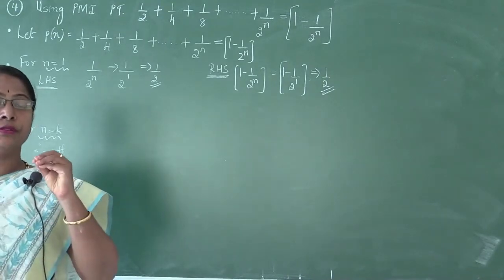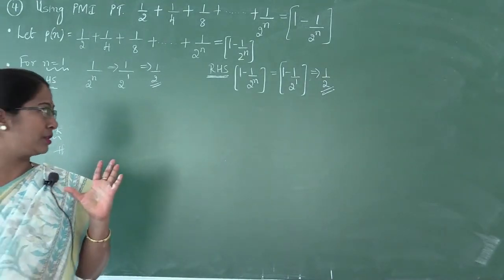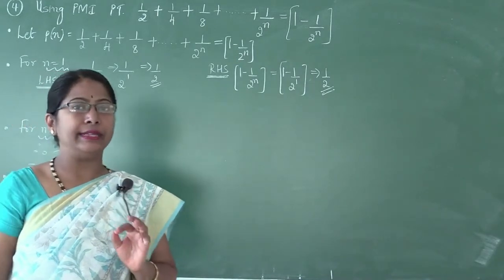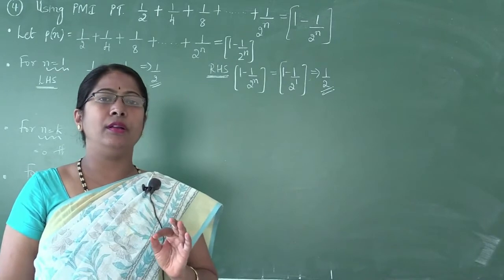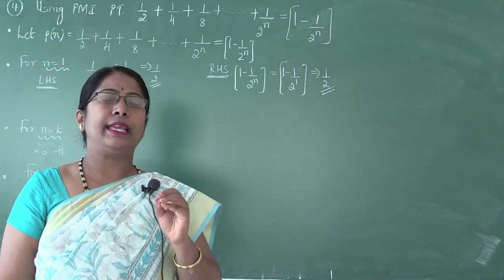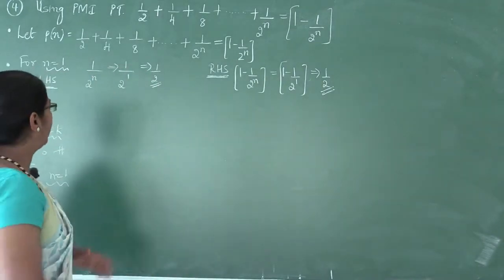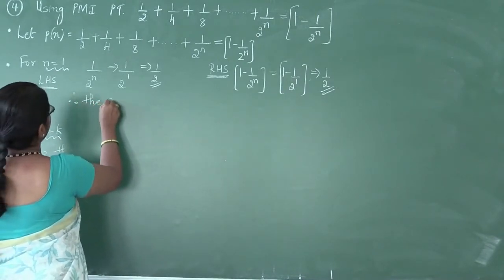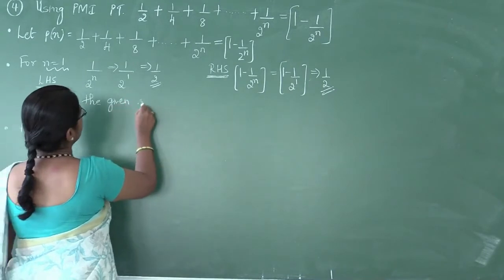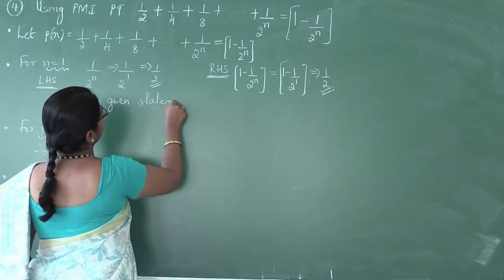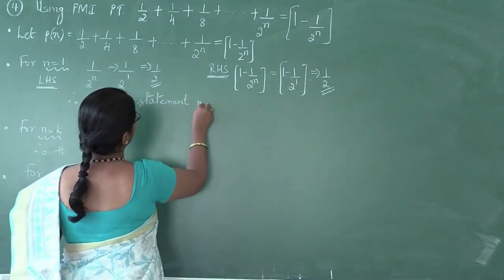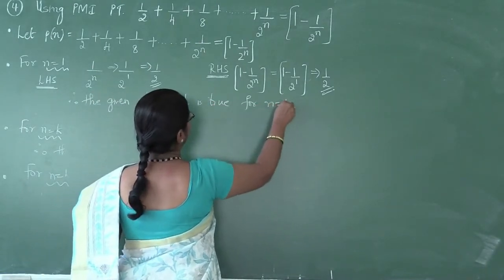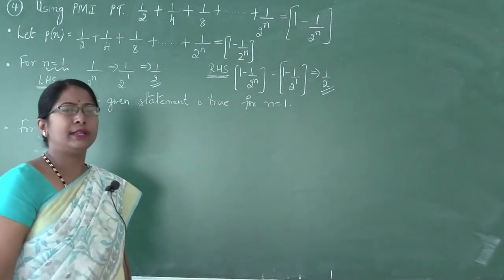You're supposed to write the final conclusion after step 1. LHS is equal to RHS. Therefore, the given statement is true for n equal to 1. What is the second step?